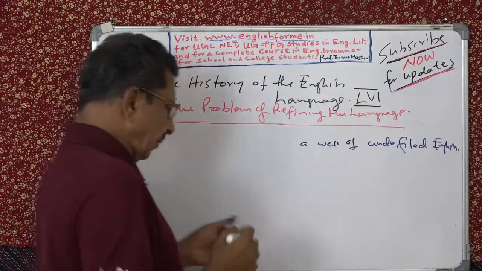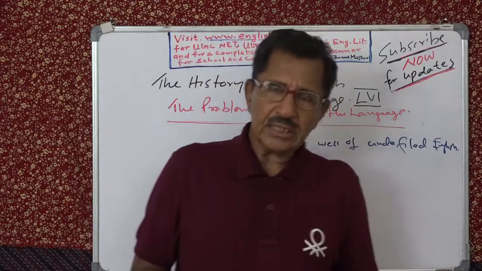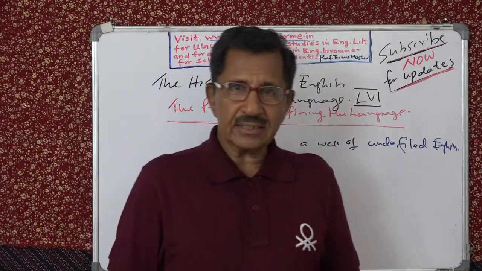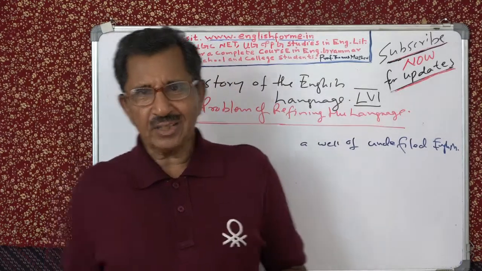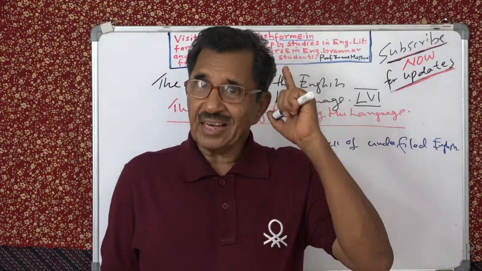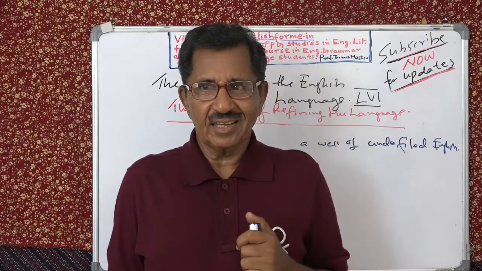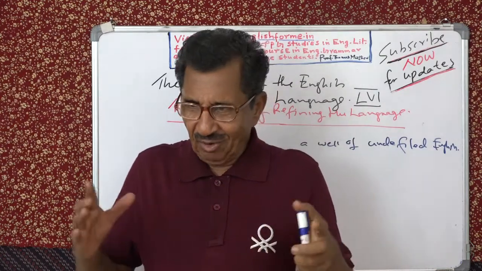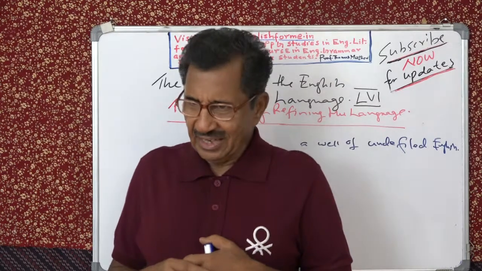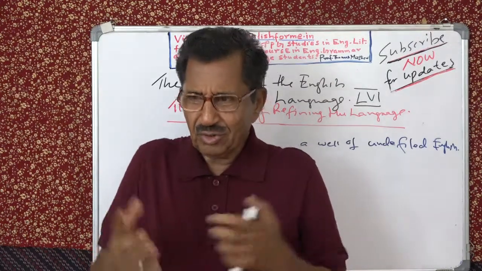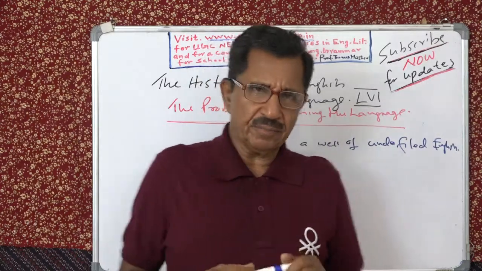Therefore, Dr. Johnson in his dictionary took examples not from the English of the 18th century, but the English of the 16th century. Because according to him, there is a well of undefiled English. Understand? The pure source of genuine diction.